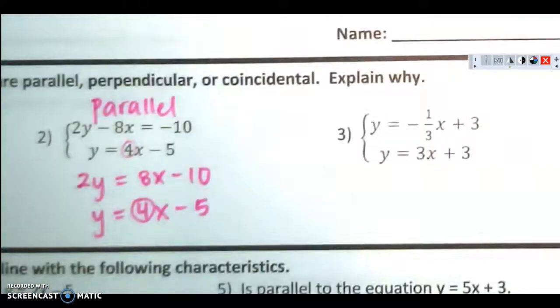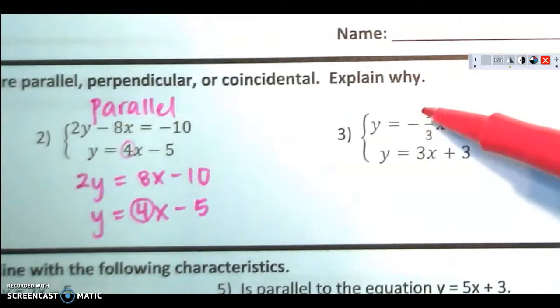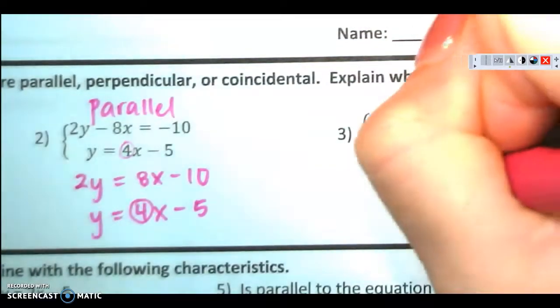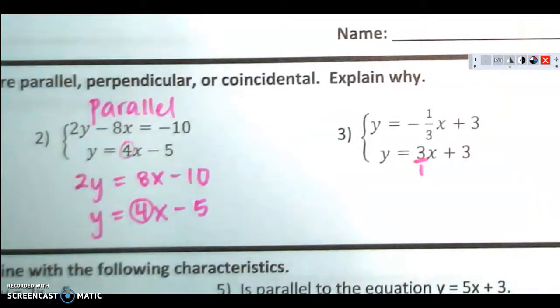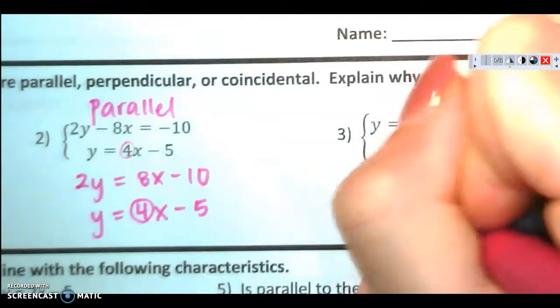And here is the last equation. It looks like this has a -1/3, and this is a +3/1, meaning these slopes are opposite reciprocals. Therefore, these lines must be perpendicular.